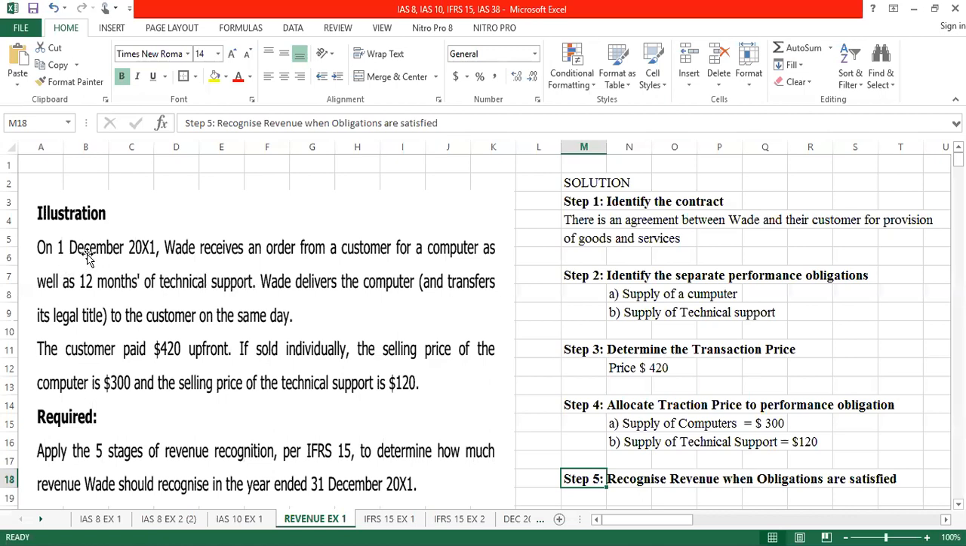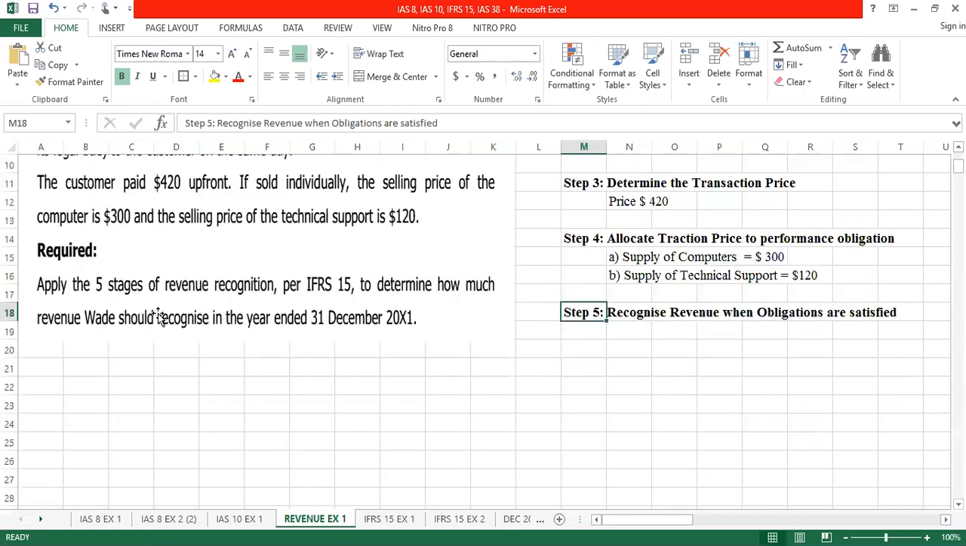When did Wade receive the order of the computer? On 1st December. And the technical support is for 12 months. So please count 12 months from 1st December. 12 months will end on 30th November next year, 2002. I hope we are together. Now, in this case, remember you were not asked for 1 year.